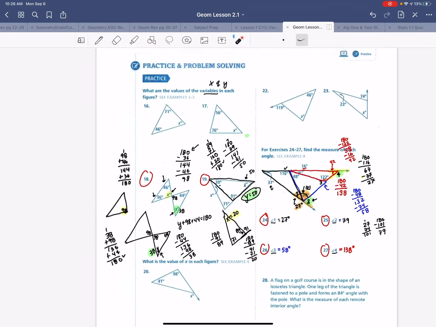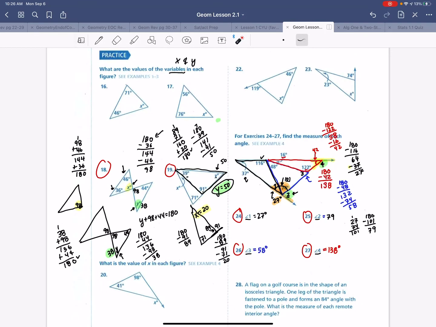So that's the exterior angle theorem. You don't really need it. You can just kind of work your way around the triangle, but it is a pattern we noticed, and it's a great way to check our answers.